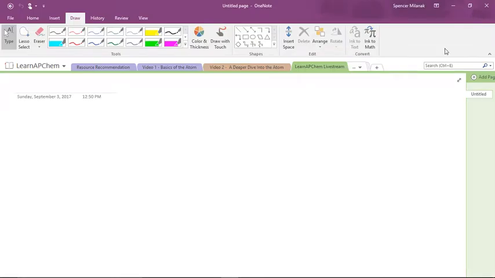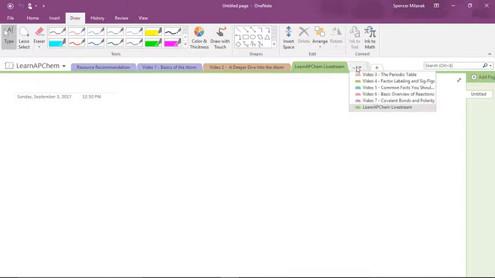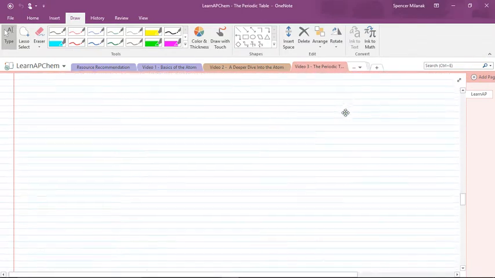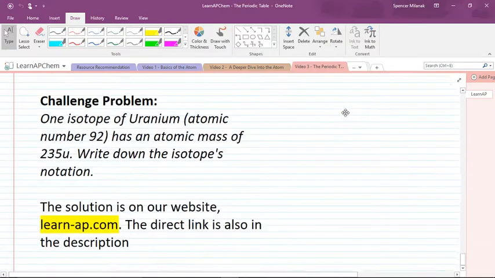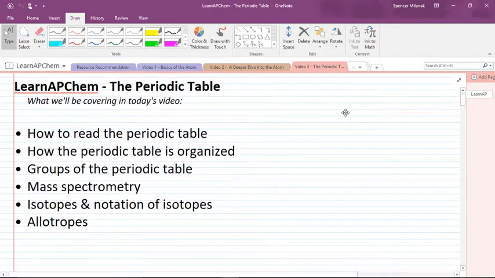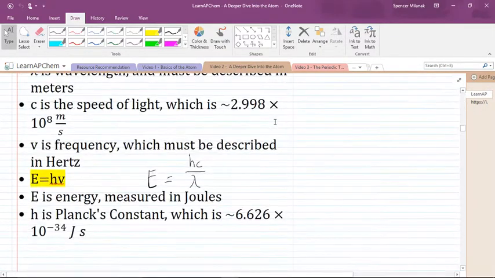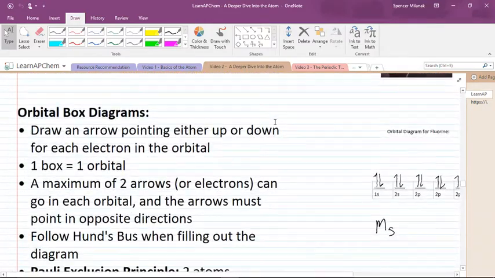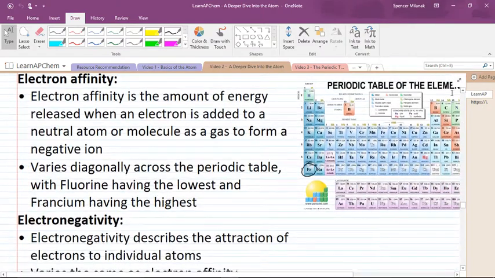Alright, so for the time being, I'm going to go over just some general trends across the periodic table. I talked about this in the second video about the periodic table. But I'm going to go over these just because they come up a lot and you should definitely be familiar with them. Hund's rule, orbital box. Okay, here we go.